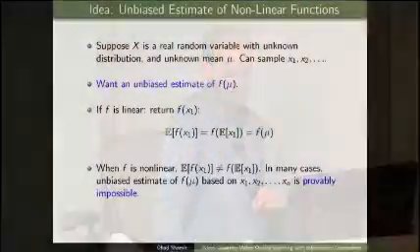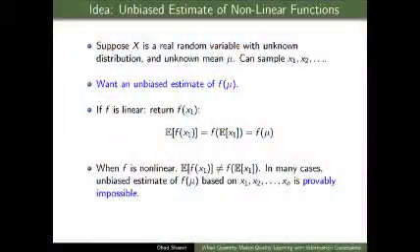However, this doesn't work anymore when f is a nonlinear function, because the expectation doesn't go through. And worse, in many cases, I can actually prove to you that an unbiased estimate of f of mu based on some sample x1 to xn simply doesn't exist. There is no such estimator. Of course, I wouldn't have said all this if that was the end of the story, and indeed it isn't.